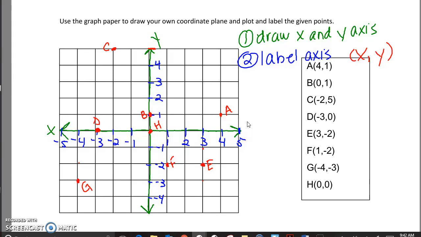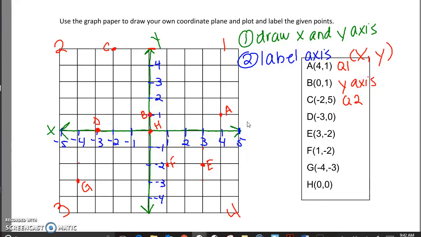So let's go back and let's write which quadrant these points are in. So remembering this is quadrant 1, this is quadrant 2, this is quadrant 3, and quadrant 4. Okay, so point A is in quadrant 1. Point B, right here, that is on the y-axis. Point C is in quadrant 2.